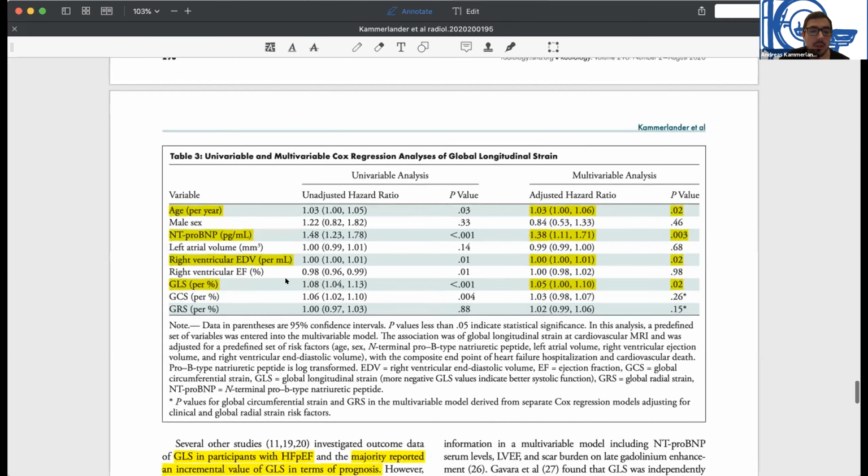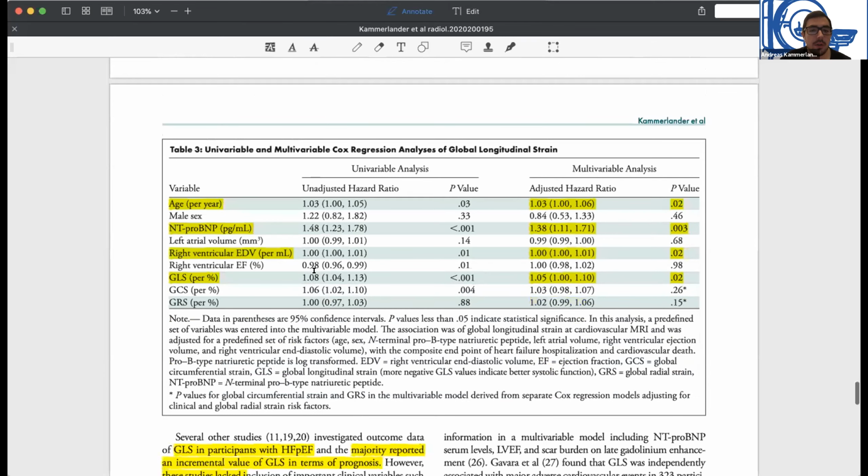Now you see circumferential strain and radial strain. The parameters were in the multivariable model, and we added global longitudinal strain, and in the next model, circumferential strain and radial strain. So we did not include all strain parameters into the same model.